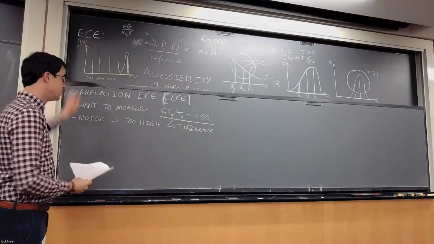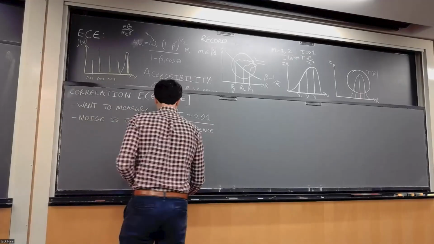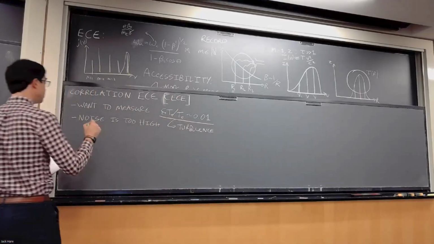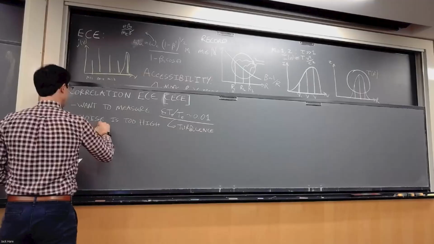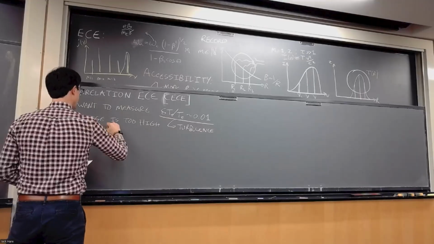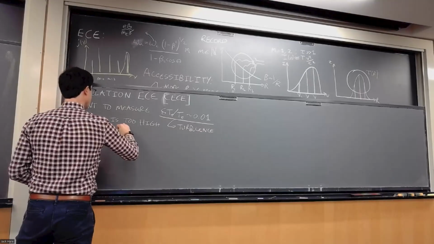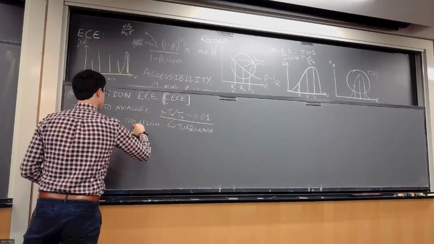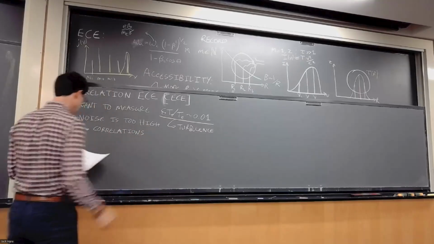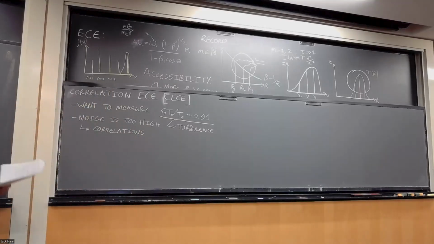Now, the fact that the noise is too high does seem like a big limitation, but there are some clever tricks that we play where we use correlations. And I'll talk now about what exactly these correlations are and how they provide us with information that allows us to get a signal out despite the overwhelming noise.